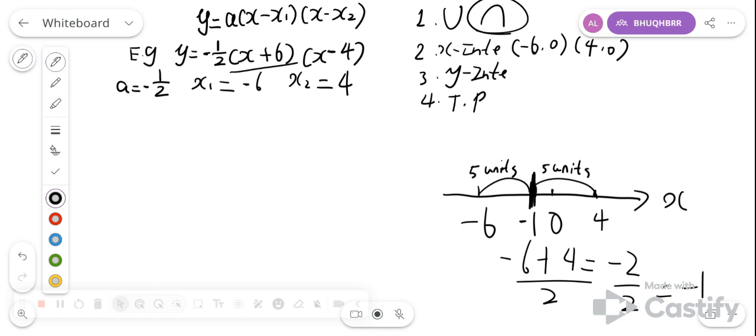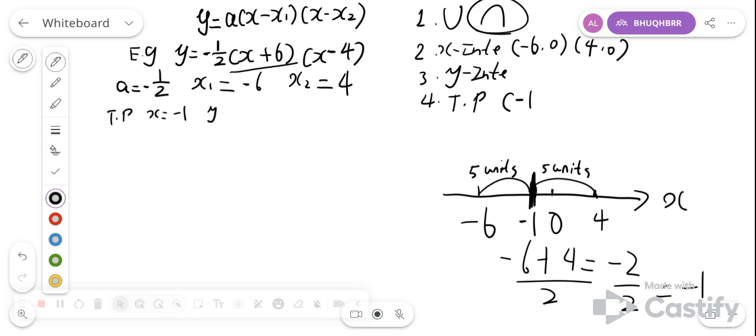So that means in one of the turning points we already got, the x value is -1. How about the y value? Very easily, we substitute x equals -1 back into my equation, my function over there. So for the turning point, let's do the turning point first. Turning point x value we already know, so x equals -1.